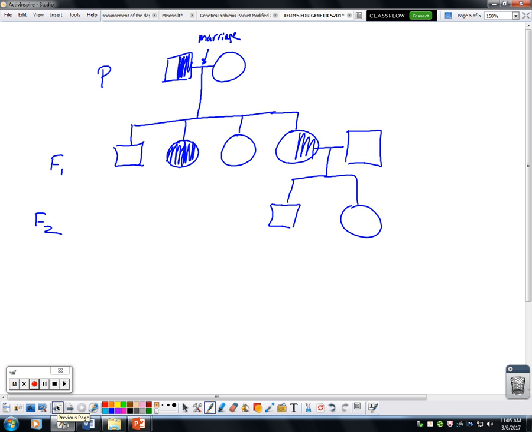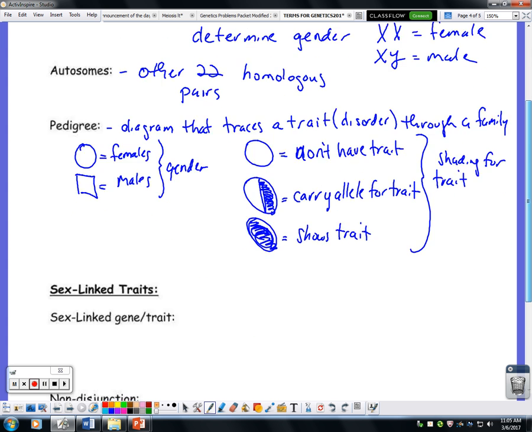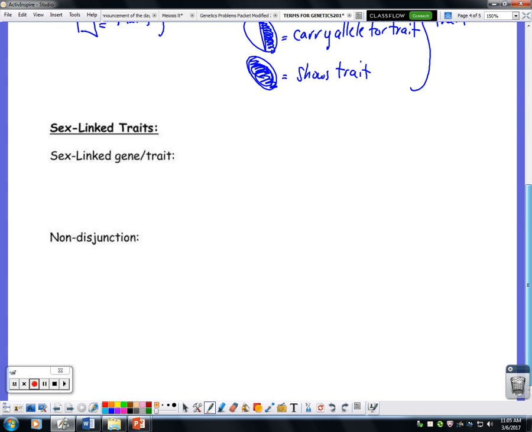Sex-linked traits. Sex-linked genes or sex-linked traits are those traits linked to that 23rd set. Now, this is going to make things a little different. These are traits linked to a sex chromosome. Generally speaking, we only refer to the X chromosome.